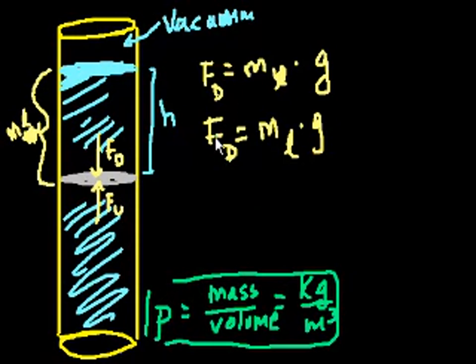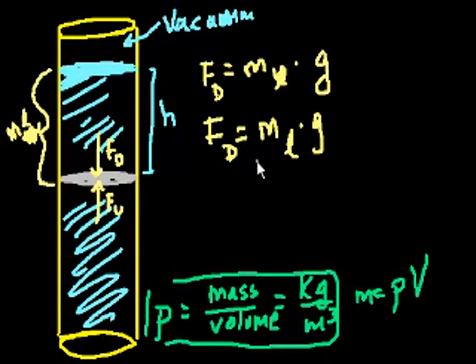So we said that the downward force is equal to the mass of the liquid times the gravitational force, right? And so what is the mass of the liquid? Well, we could use this formula right here. Density is equal to mass divided by volume, so we could also say that mass is equal to density times volume, right? I just multiply both sides of this equation times volume.